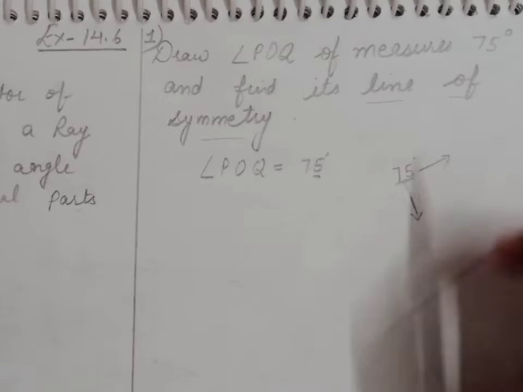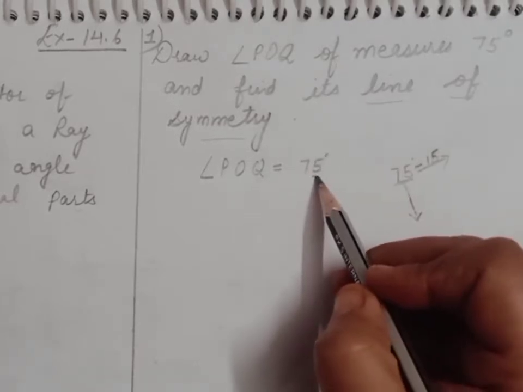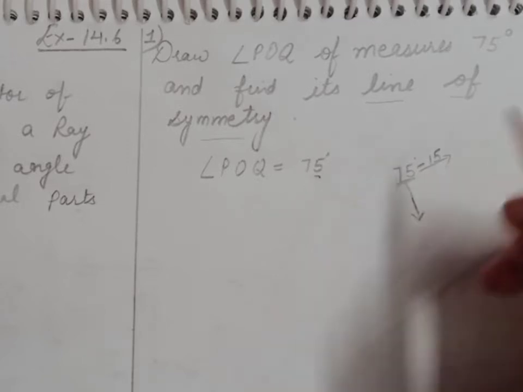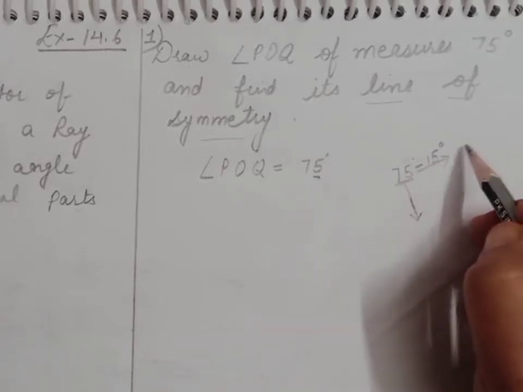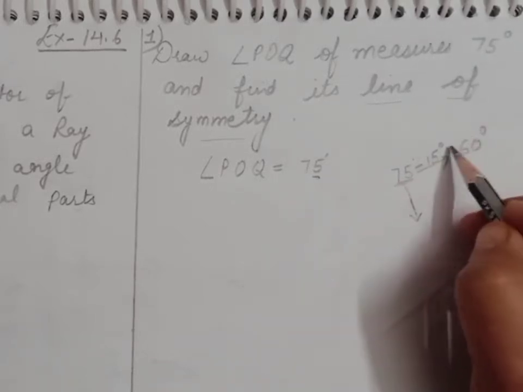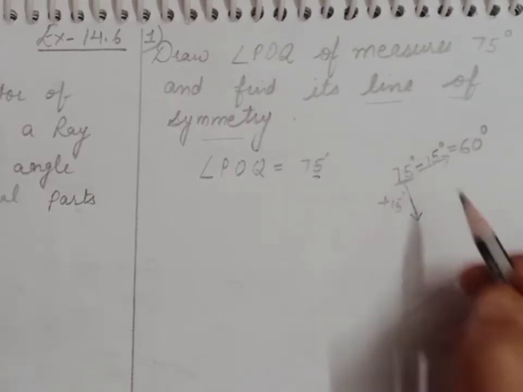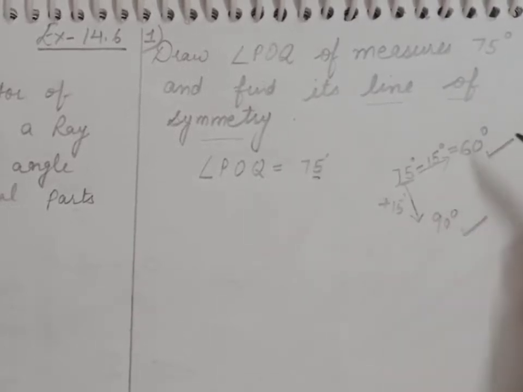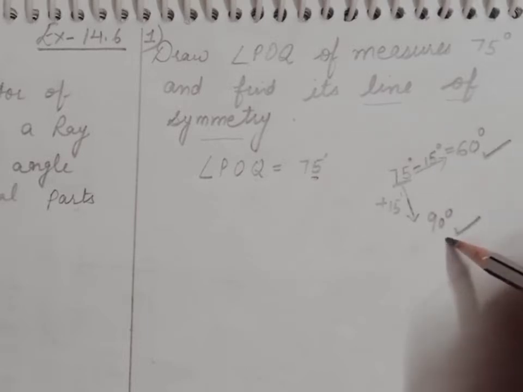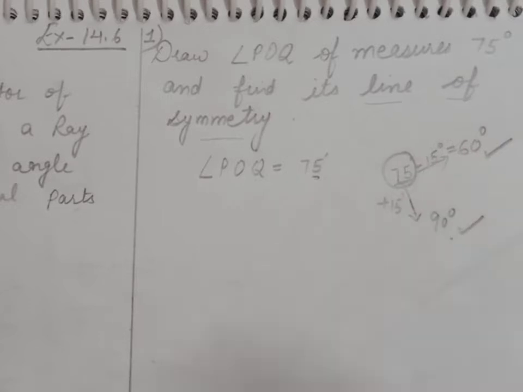How can we find its helping angles? From the same angle, we subtract 15. In case the unit digit is 0, we add or subtract 30 degree, but in case of unit digit 5, we subtract 15, which gives 60 degree, and we add 15 to 75 degree, so you get 90 degree. So these two will be its helping angles. First we have to construct these two angles. With the help of these two angles, we will find 75 degree. Then I will show you how we can bisect this angle.